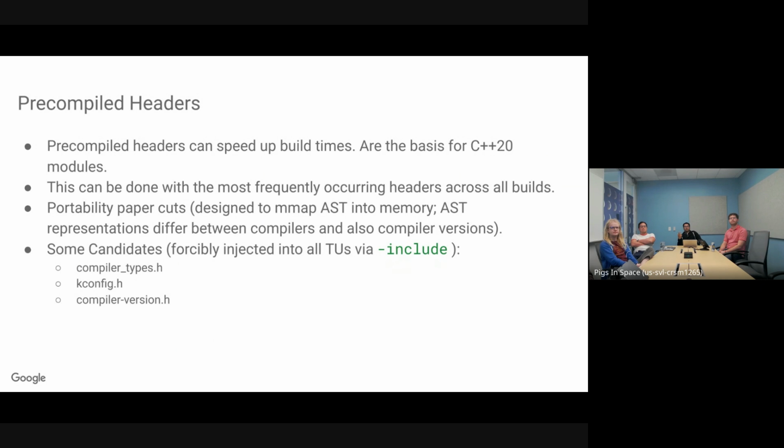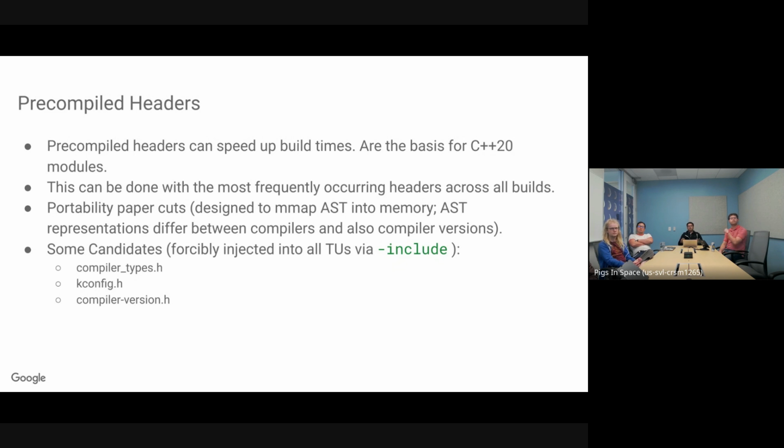So the next part of the project is precompiled headers. Precompiled headers can speed up build times, and they're the basis for C++20 modules. So we wanted to see, can we use precompiled headers to target some headers that are used everywhere? Some candidates are compiler_types.h, kconfig.h, and compiler-version.h. They are #included everywhere because we use -include in Kbuild.